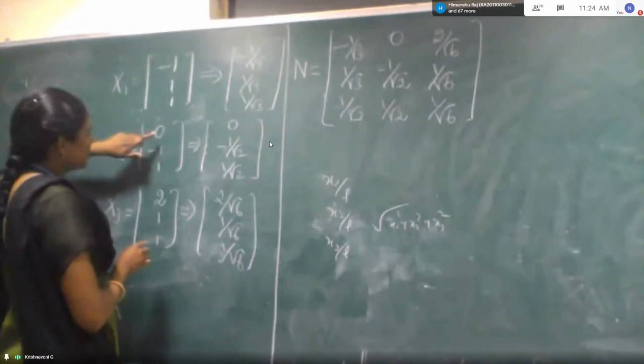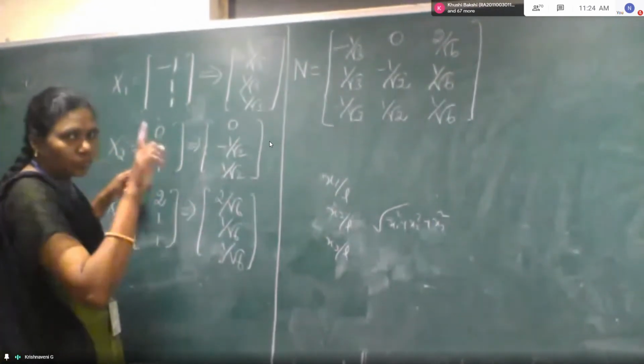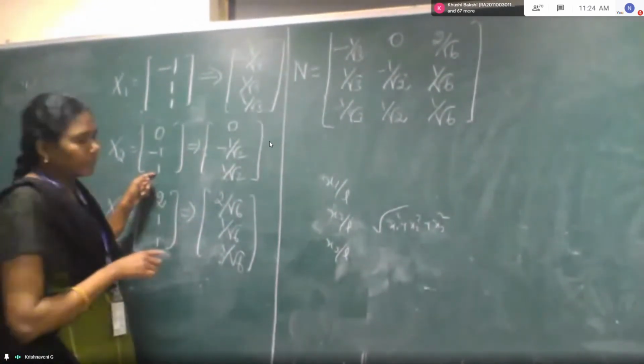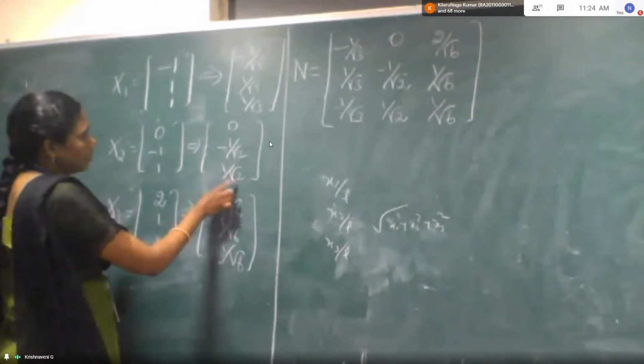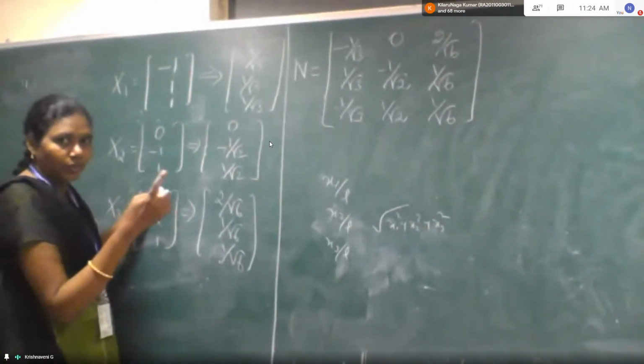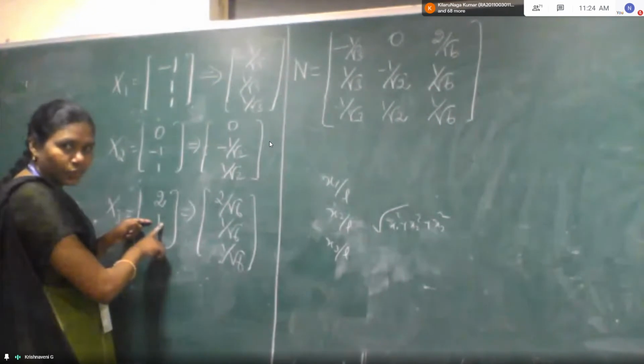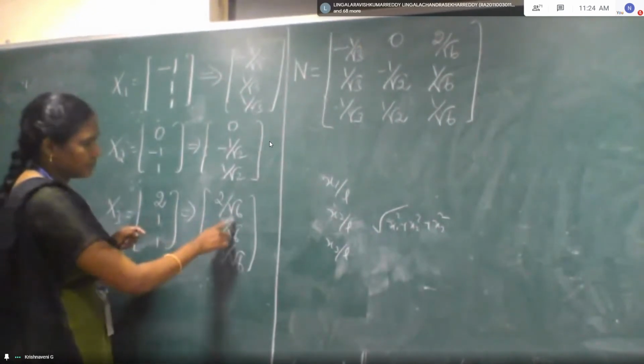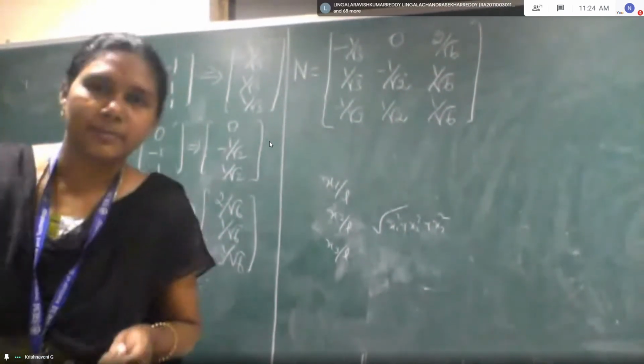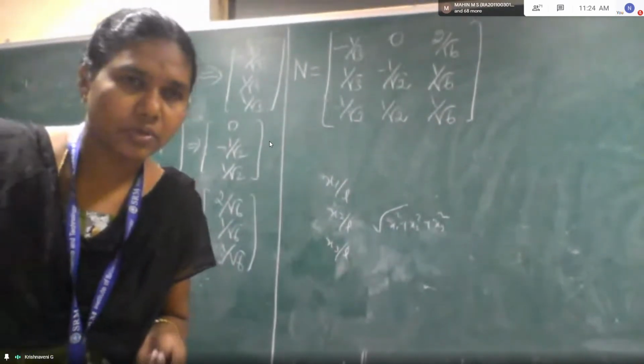Here 0, minus 1, minus 2, what will the root value be? 2 will come. So 0, minus 1 by root 2, 1 by root 2. Here 2 square is 4, 4 plus 1 square that is 1, 1 plus 1, that is 6. Okay, ma'am, understood.